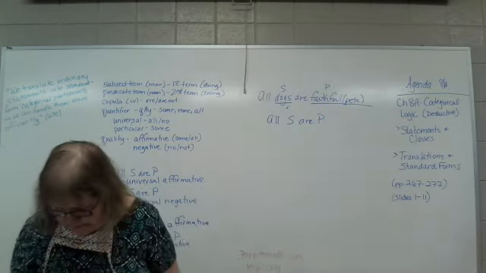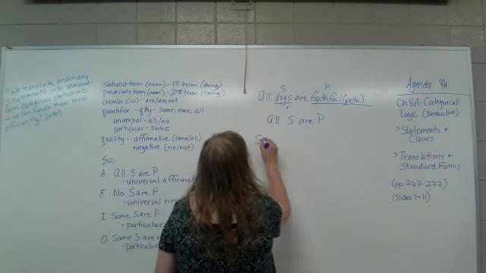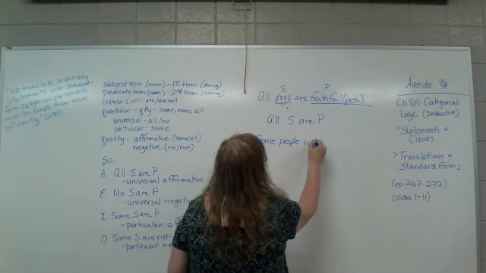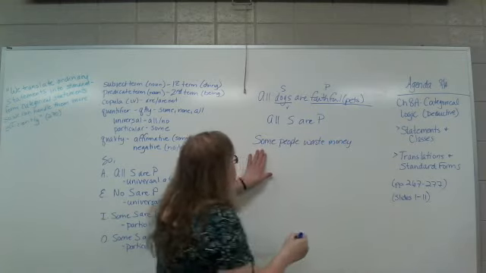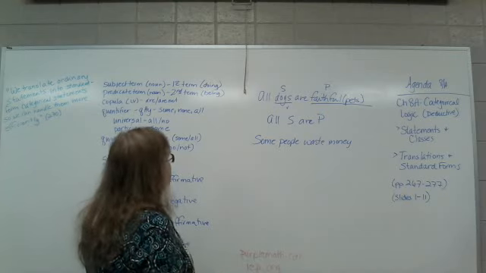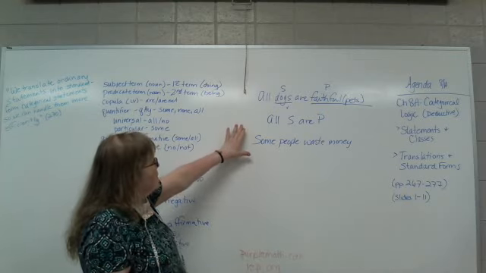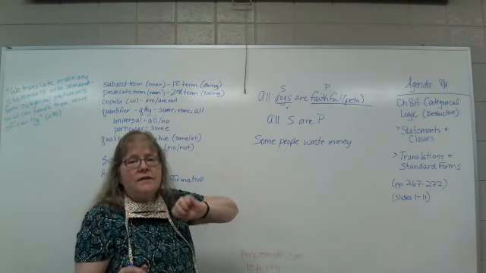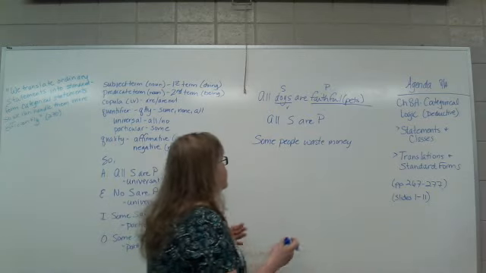What about something like this? Some people waste money. We got excited because we have this "some." And we know that's one of our introductory words there. That's one of our quantifiers. So, we're looking at it. And, okay, but we need an R, right? We have to have a linking verb. Otherwise, it's not a categorical standard-form statement.